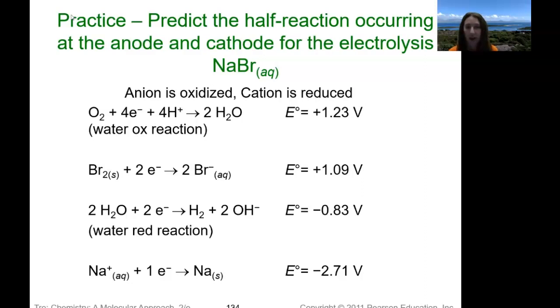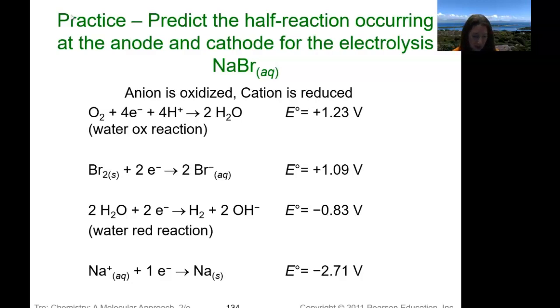Okay, so this time I didn't help, right? So we need to decide which ones are going to be the oxidations, which ones are going to be reductions, right? So we have four choices. I just tell people to memorize the water oxidation reaction because it'll make your life easier. And then just memorize the water reduction reaction. It'll make your life easier.